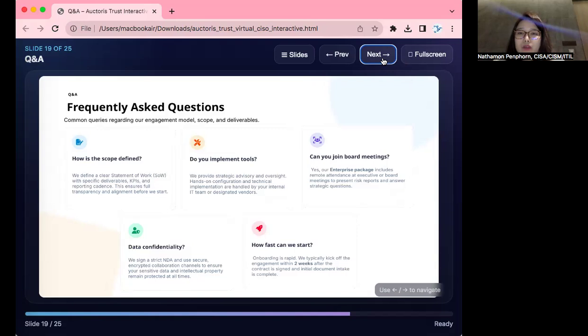As I said, we provide strategy consultation. We do not implement the tools, but we have tools to recommend if you are interested. For the scope, we define a statement of work with specific deliverables, KPIs, and reporting cadence. This is to ensure full transparency and alignment before we start.